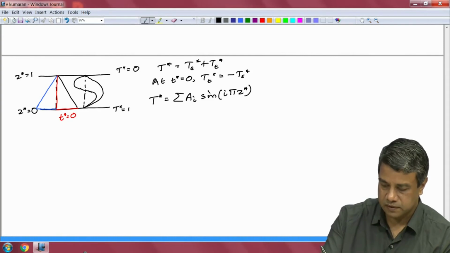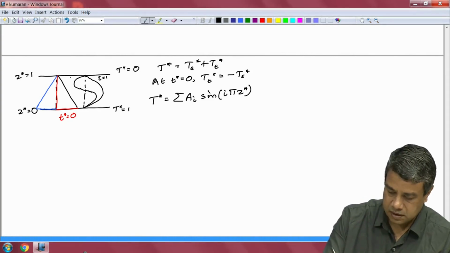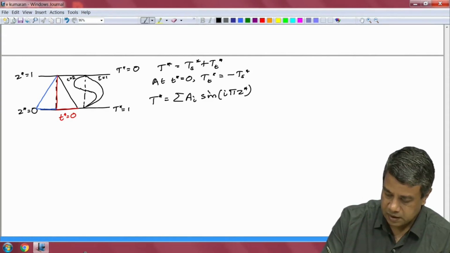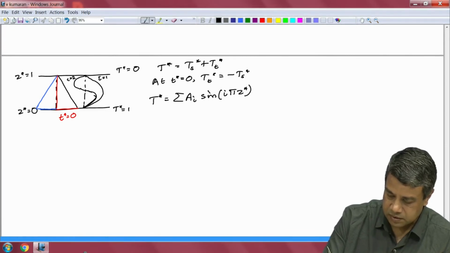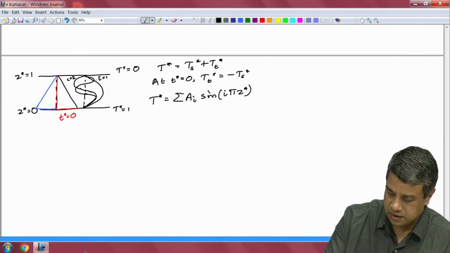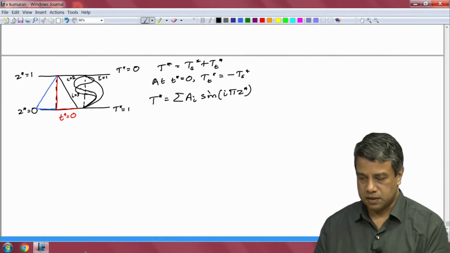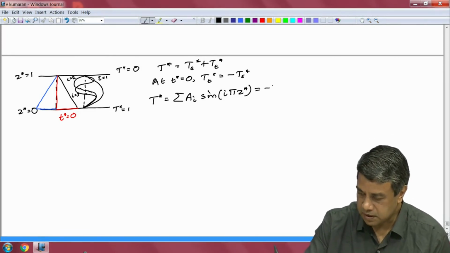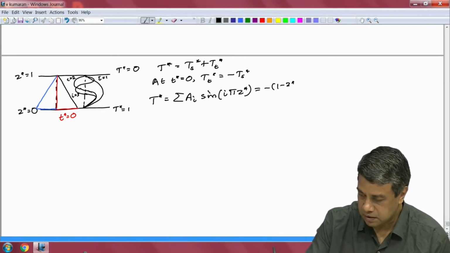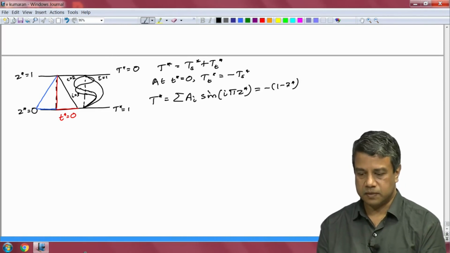So, this is the solution for I equal to 1, I equal to 2, and I equal to 3 will have 3 lobes. This will be for I equal to 3, and so on. So, this is equal to minus of 1 minus z.